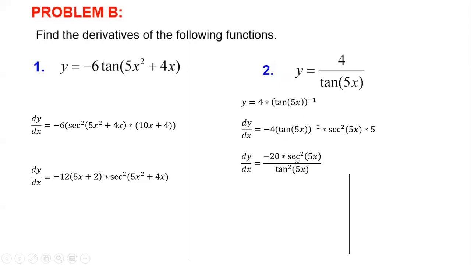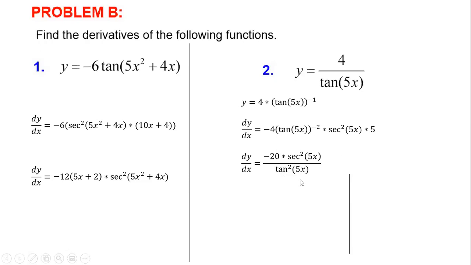That sec squared I'm putting on top with the 5x. This was to the power of -2, so I'm going to put that on the bottom. So this is like saying tan of 5x squared, all right? Or it's the same as tan squared 5x. So that's what this represents.